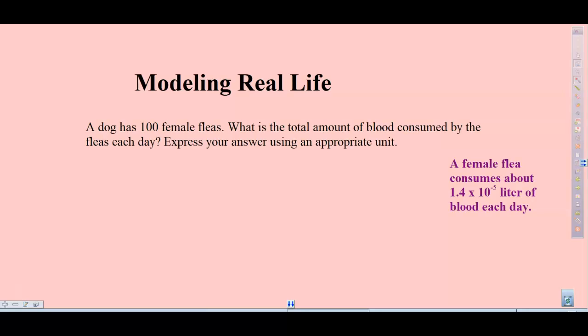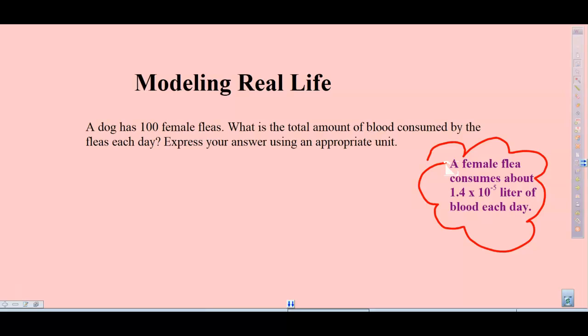In modeling real life, we have a dog that has 100 female fleas. And we want to know the total amount of blood that is being consumed by the fleas each day. And then we need to think about expressing our answer using an appropriate unit. Information we need to know is that a female flea consumes about 1.4 times 10 to the negative 5th power liters of blood each day.